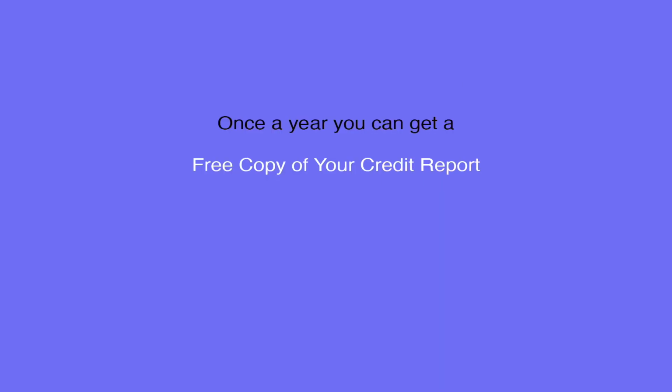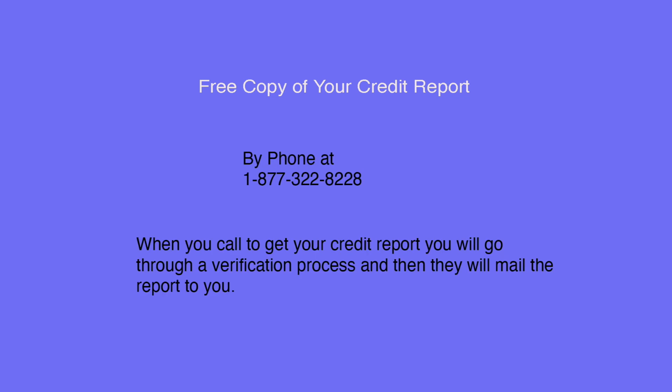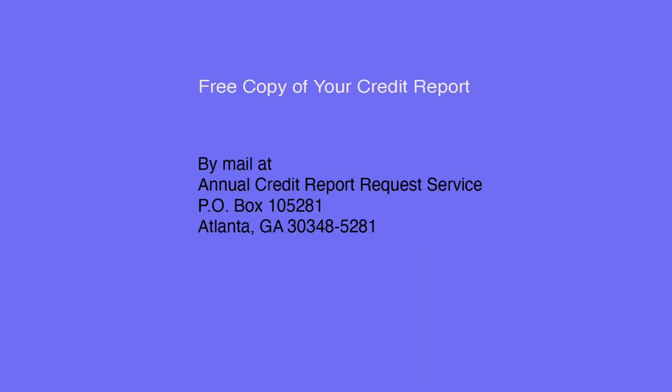Once a year, you can get a free copy of your credit report from the following places. Over the internet, www.annualcreditreport.com. By phone, 1-877-322-8228. When you call to get your credit report, you will go through a verification process, and then they will mail the report to you. By mail, Annual Credit Report Request Service, P.O. Box 105281, Atlanta, Georgia 30348-5281.